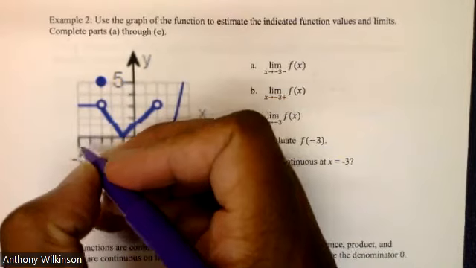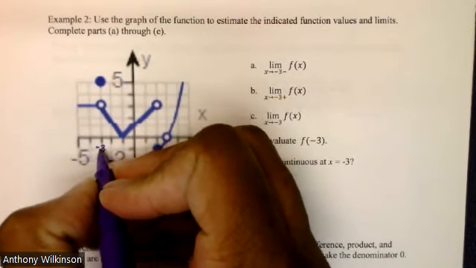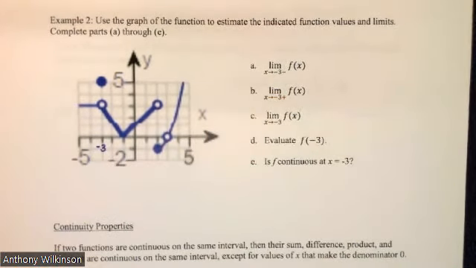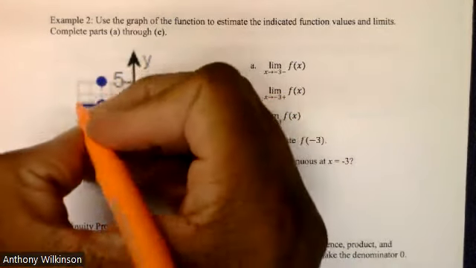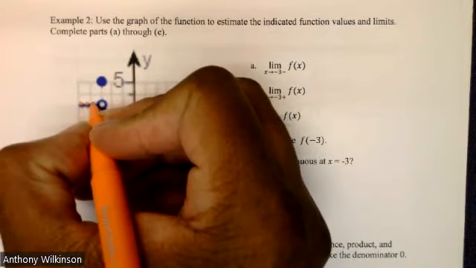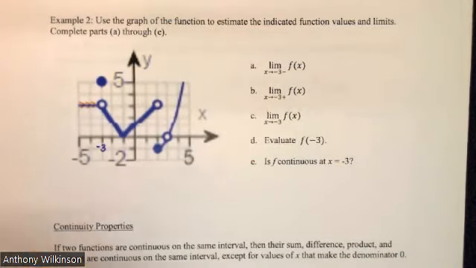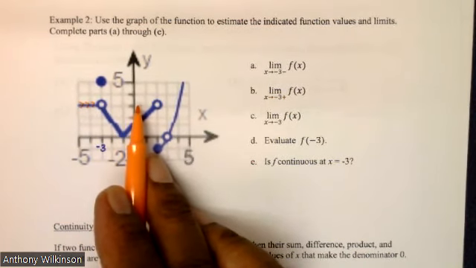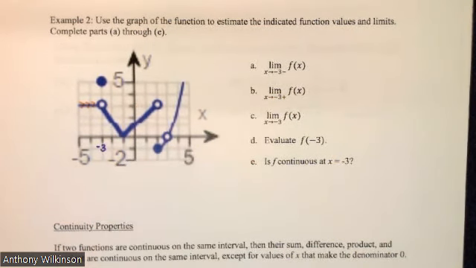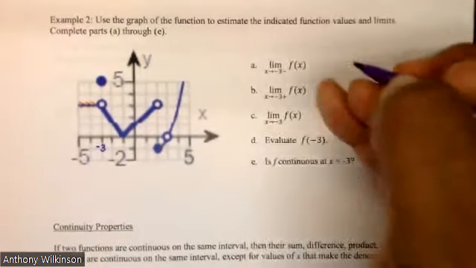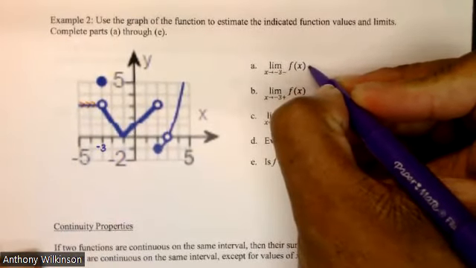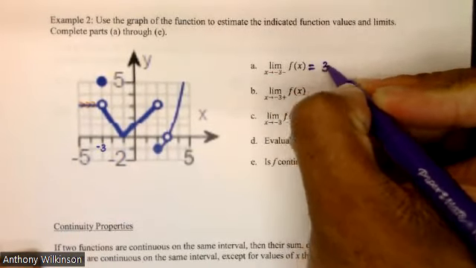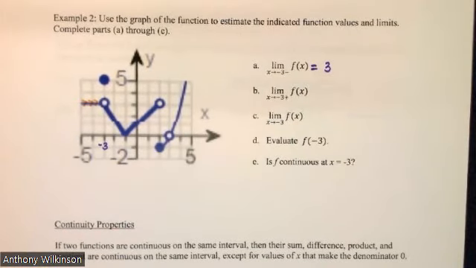So in this case here, -3 is over here. And I want to go to the left of -3. So to the left of -3 would be coming in this direction. That's going to get closer and closer to some y value, which in this case is 3. It won't reach 3, but from the left of -3, it gets closer and closer to 3.